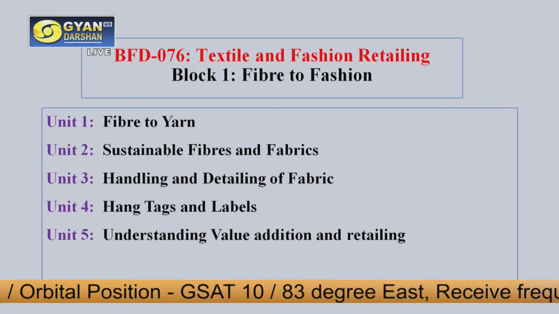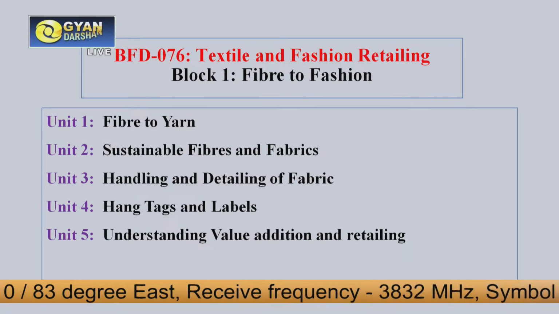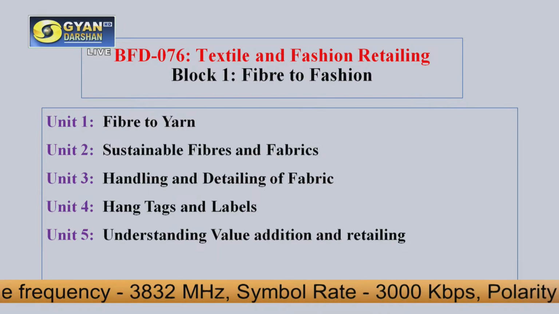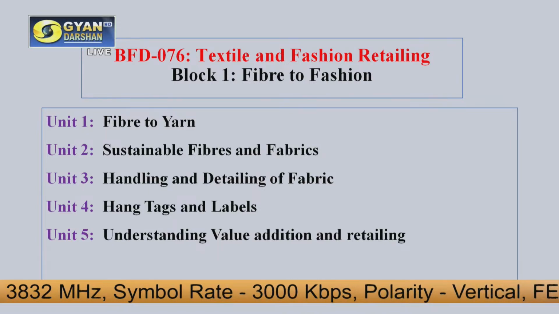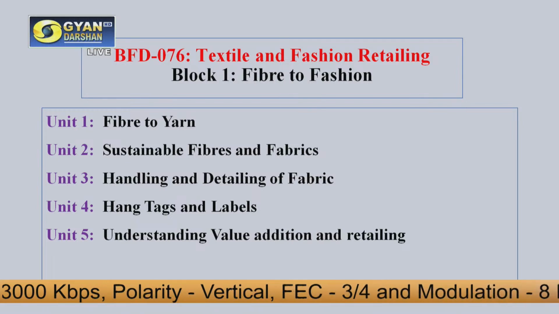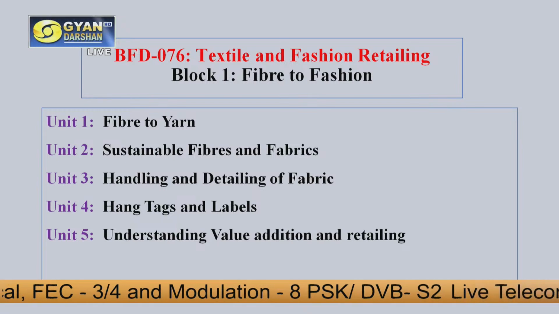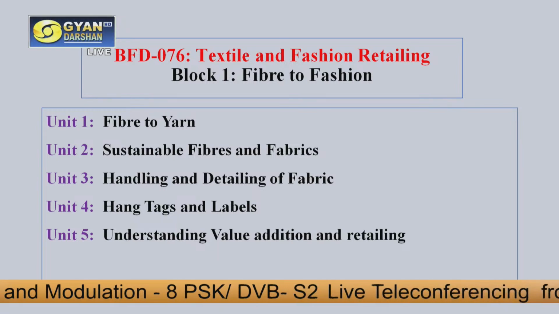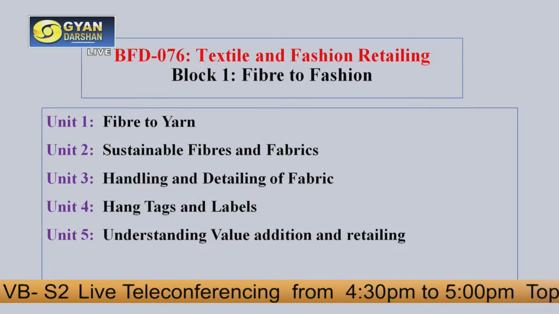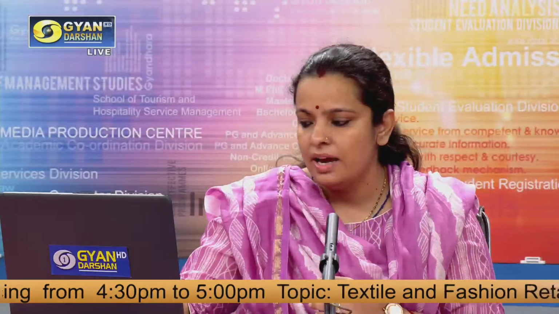Such as block 1 on which we will be discussing today. So block 1 is fibers to fashion, in which 5 units you have to study. Unit 1 is about fibers to yarn. Unit 2 is about sustainable fibers and fabrics. Unit 3 is about handling and detailing of fabrics. Unit 4 is hang tags and labels. Unit 5 is understanding value addition and retailing.